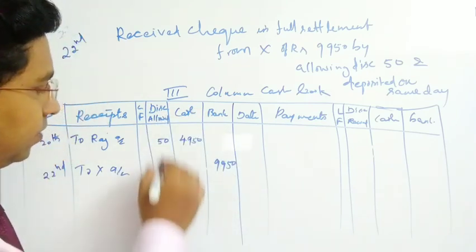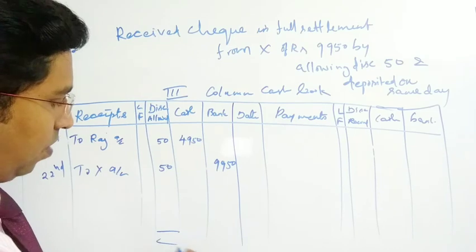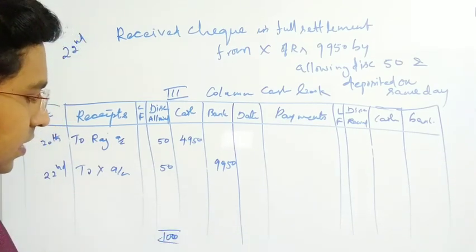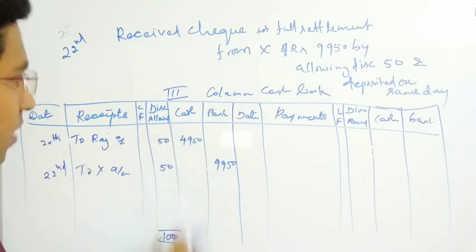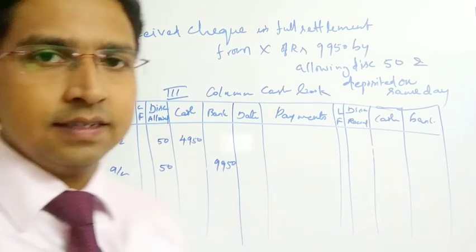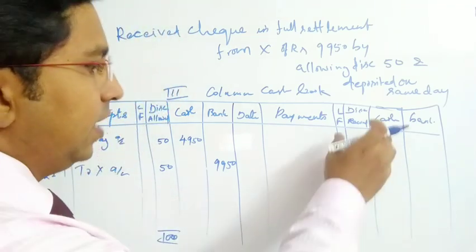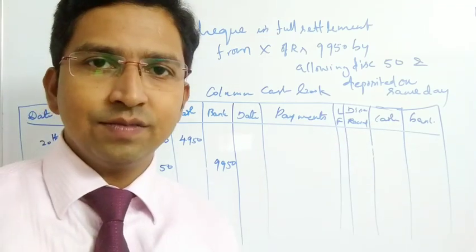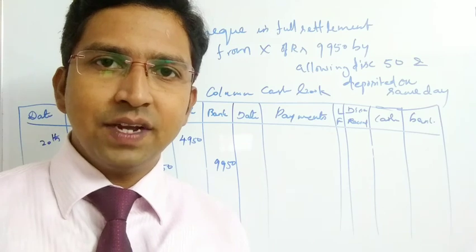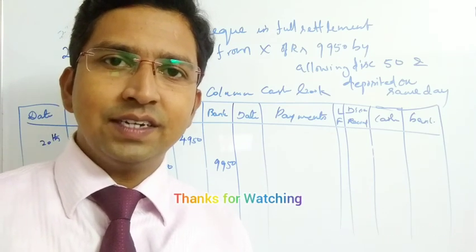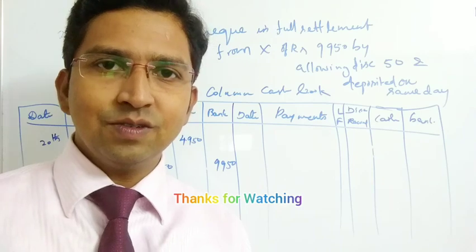At the end of the month, we have to add the discount. That's it. When we are closing the 3-column cash book, we can only add. We need not balance the discount allowed and discount received. We can only add and put the total value. That is how we prepare the 3-column cash book, and how we treat full settlement in the 3-column cash book. Thank you so much for watching.